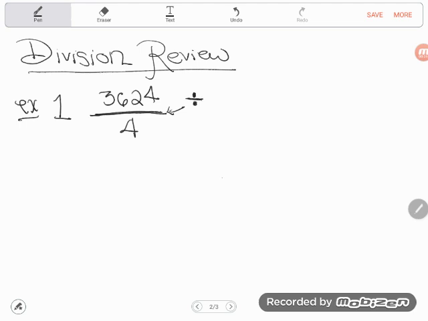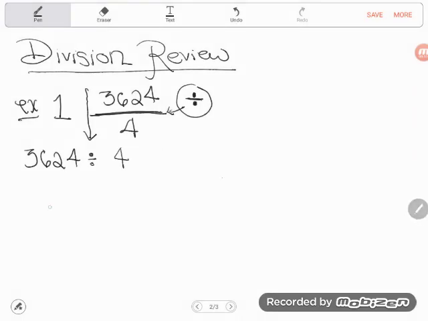But be really careful, Nicole, you were getting a little mixed up with order. We read this top to bottom, 3,624 divided by 4. And if we were going to write it using the divide by symbol that you used, that is 3,624 divided by 4.